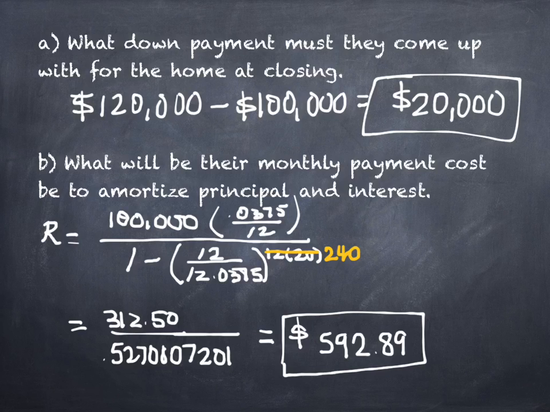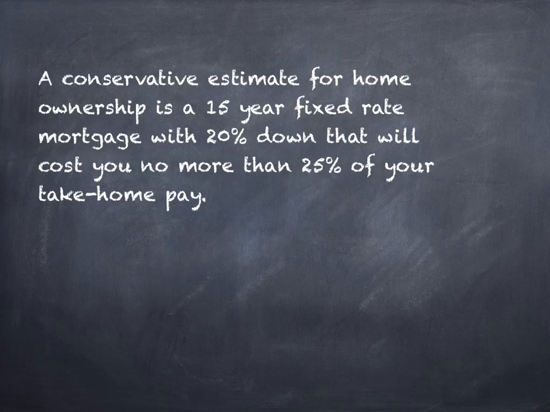All right, another example then. One word of advice, if you will, or a comment to make. So you might be looking at this and saying, okay, but wouldn't it kind of be nice to have a longer note because I'll have a lesser payment? And there is some truth to that. But the other component is you don't want to be in debt forever for your house. And so a conservative estimate, and by conservative here I mean conservative with your money, so a frugal or a cautious estimate for home ownership would be to take a 15-year fixed rate mortgage with a 20% or more down payment that will cost you no more than 25% of your take-home pay.